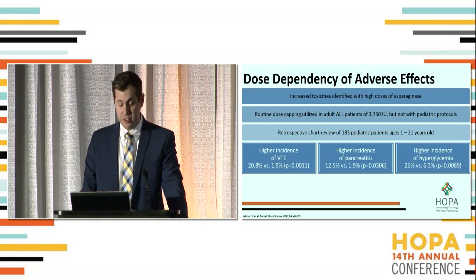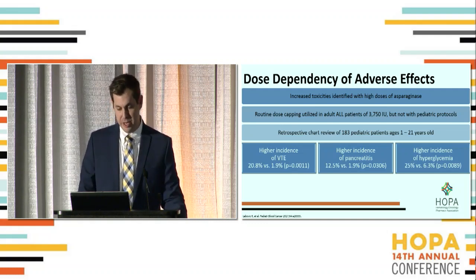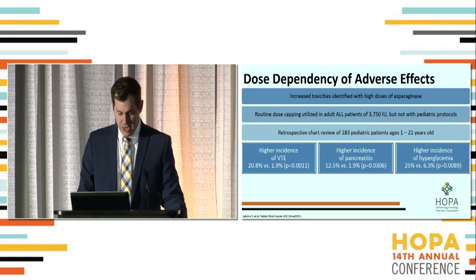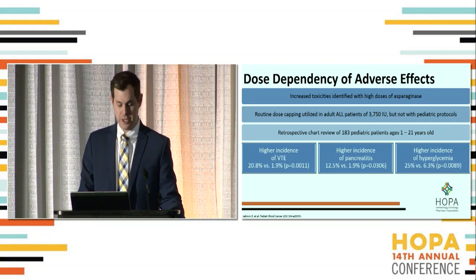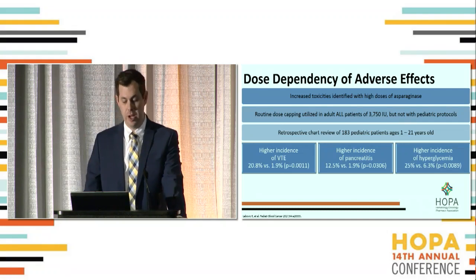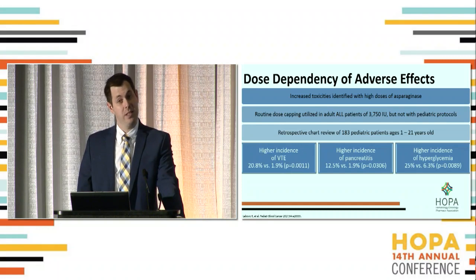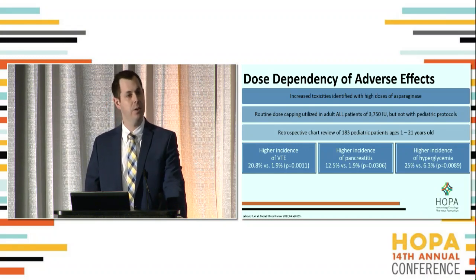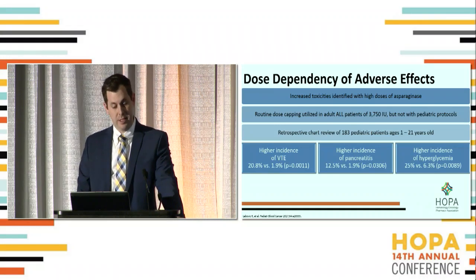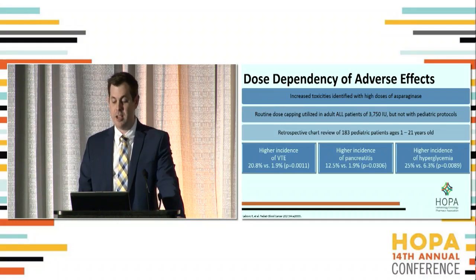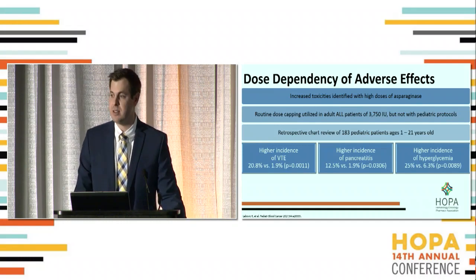And there is a retrospective chart review of 183 pediatric patients ages 1 to 23 years of age, and that 183 included 159 patients who received less than 3750 international units and 24 patients who received greater than 3750. What this case series showed is that there was a higher incidence of VTE at 20.8% versus 1.9% with those higher doses of asparaginase that was statistically significant. And there was a higher incidence of pancreatitis at 12.5% versus 1.9%, and a higher incidence of hyperglycemia at 25% versus 6.3%.